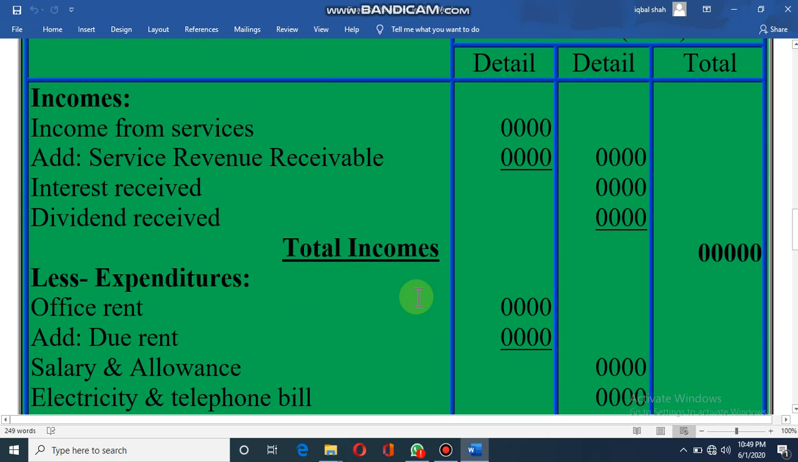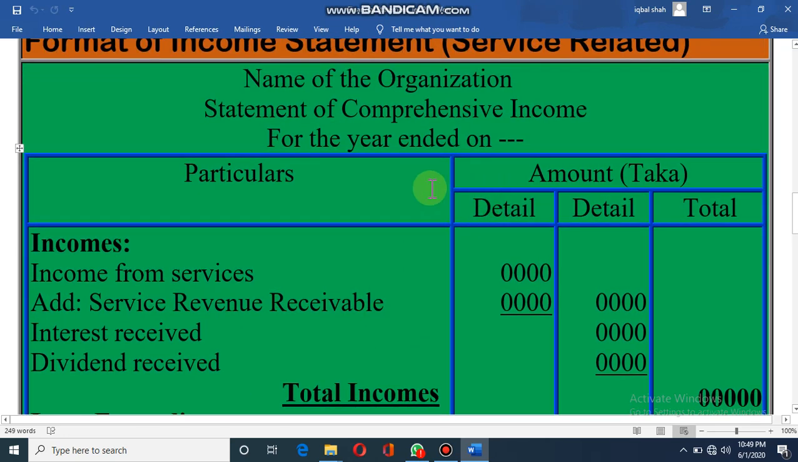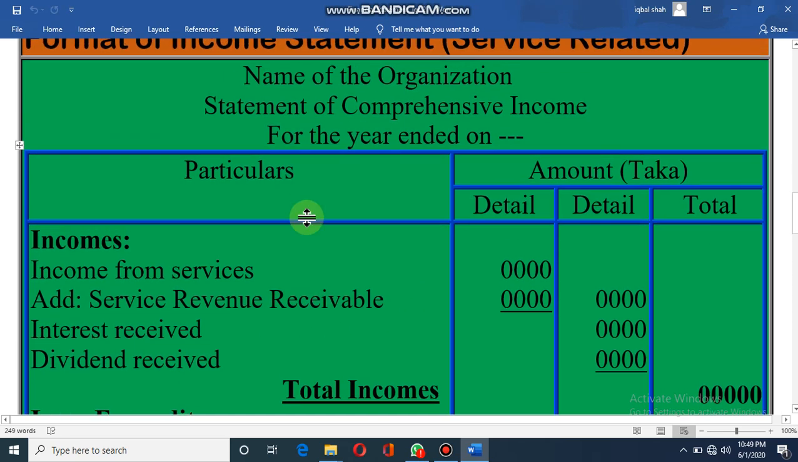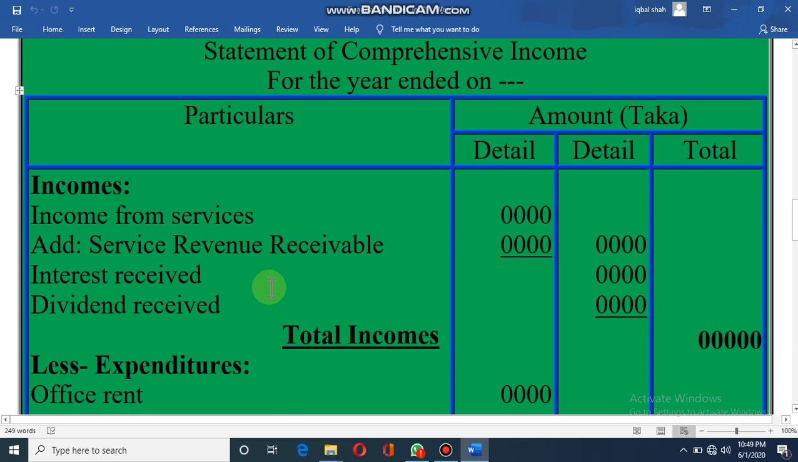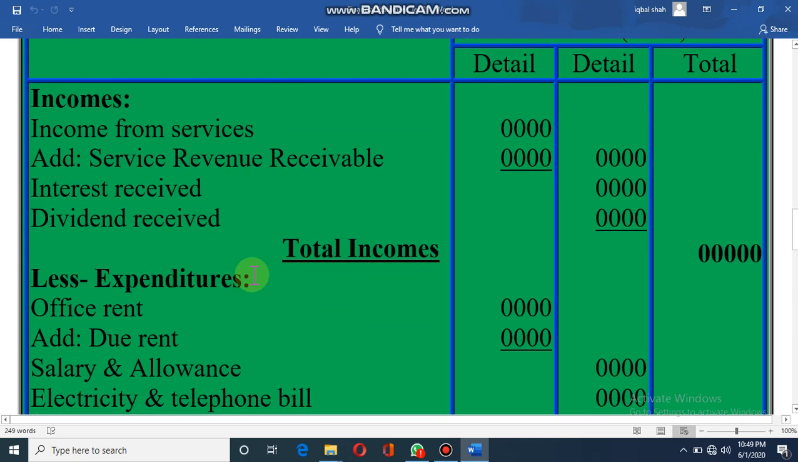Dear student, look at some example income. Look at the format. At first you will write particulars, amount, detail and total taka. That means in these two columns we will do working only. If there is any calculation, any addition or subtraction, we will do it here, and here we will write the final amount. Dear student, this is a comprehensive income statement. In this statement, we will subtract expense from income. So at first we have to write the income, whatever income is given in the question.